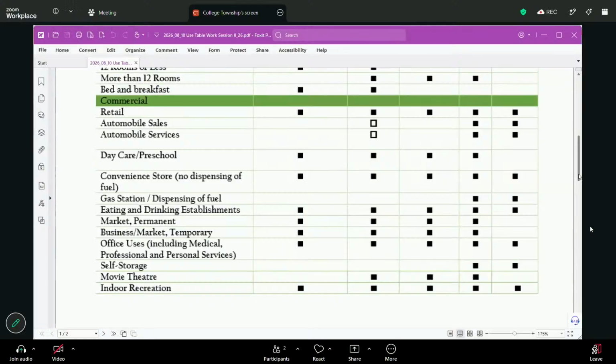And office uses? Yeah, office uses across the board. That's awesome. Self-storage, we had limited to Shiloh Road and Corning because it fit more in those lot sizes and uses. Movie theater, we put anywhere except for mixed neighborhood.